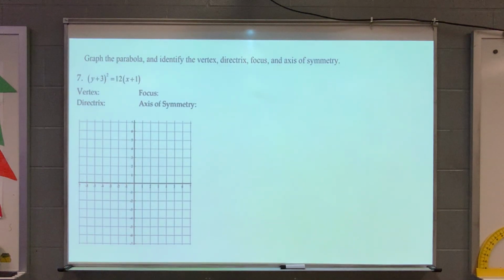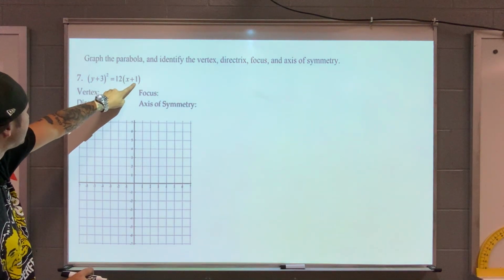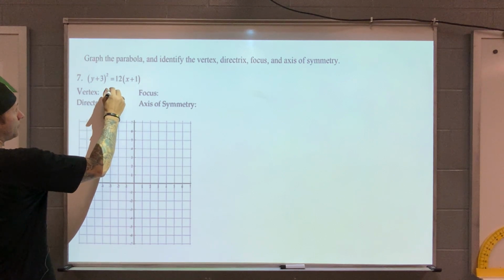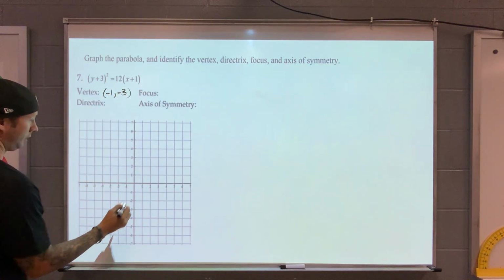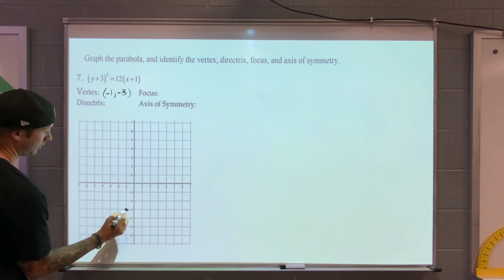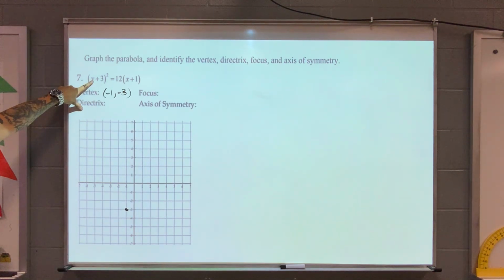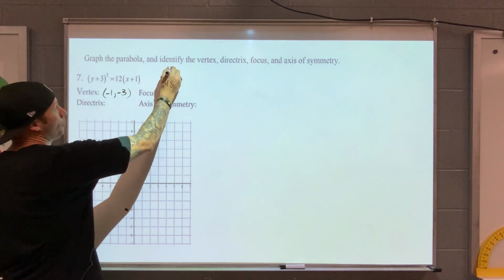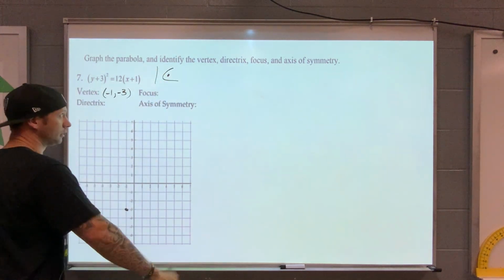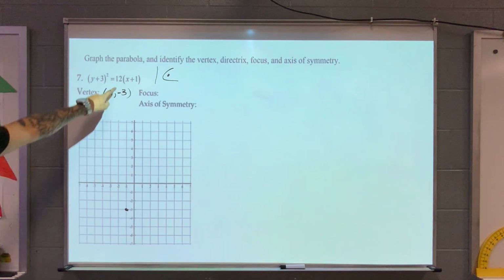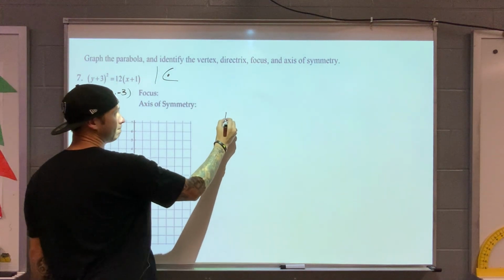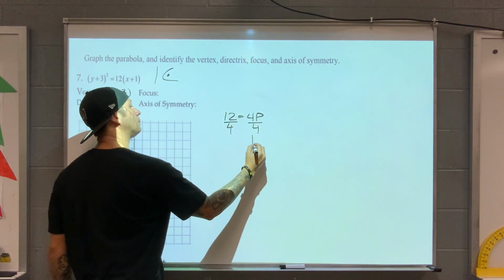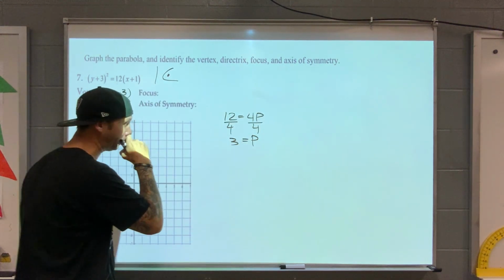Okay, number 7. This time, x is -1, y is -3. The y has the square, so left and right. Positive, we know it's going to go to the right. Open to the right. So this is what it's going to look like. We set this value equal to 4p. Divide both sides by 4. P is equal to 3.